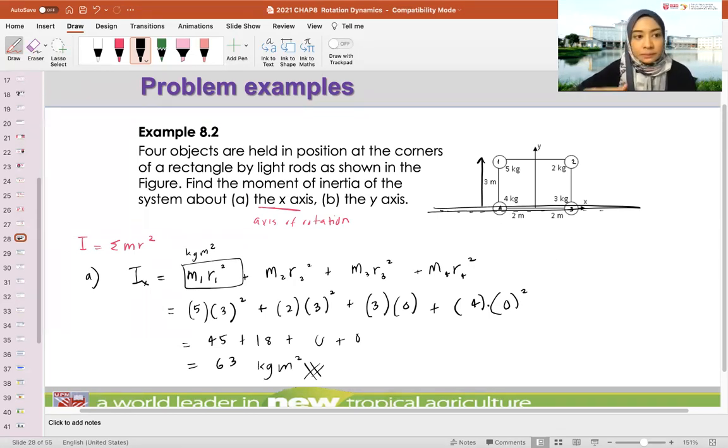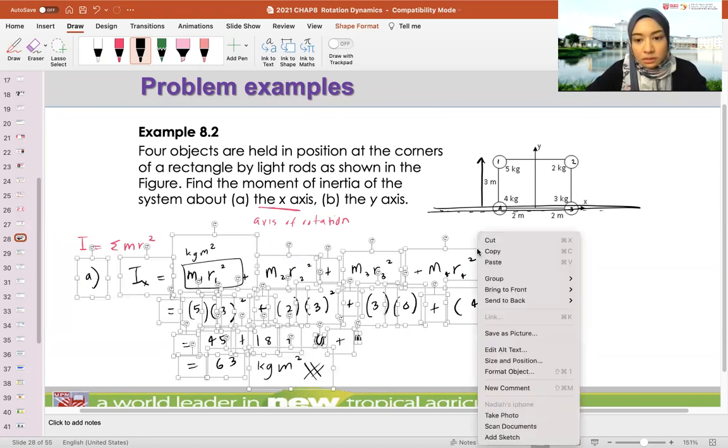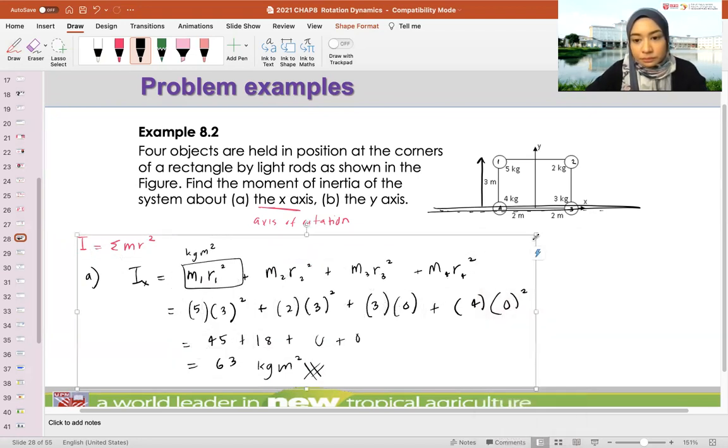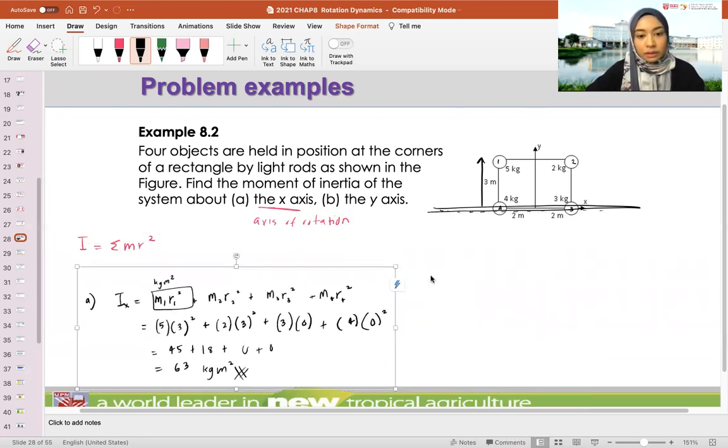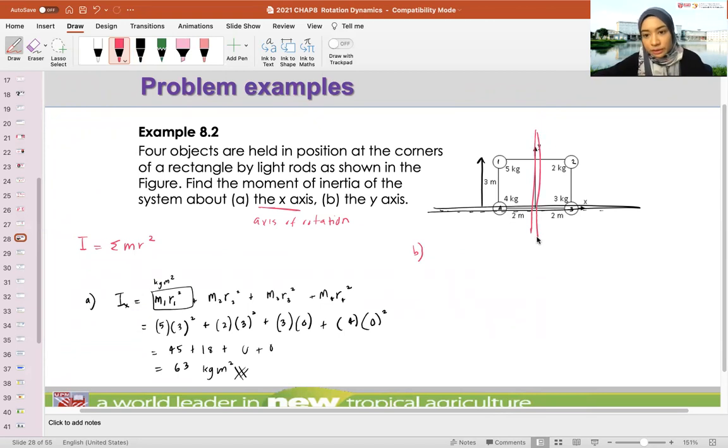Part B. Let me make this smaller. Okay, group this. So part B, let's do this in another color. So now our axis is over here. And again, I have to write the equation: M1R1 squared plus M2R2 squared plus M3R3 squared plus M4R4 squared. You don't have to write this, I'm just showing it to you guys.